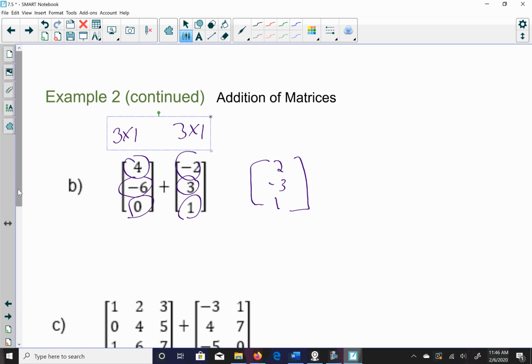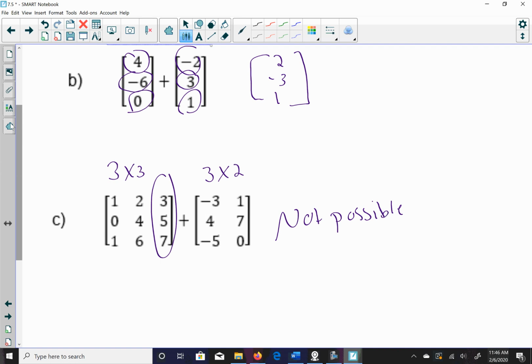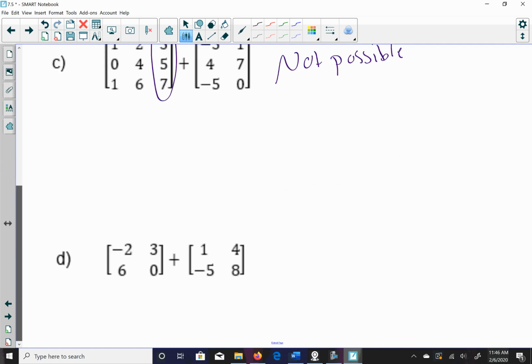Looking at number C, the first matrix is a 3 by 3. The second matrix is a 3 by 2. Since they do not match, I'm going to say that this is not possible. The reason why it's not possible is because I'm going to have this whole extra column that I'm not going to have anything to add it to. So it's just undefined. You can either write undefined or not possible.